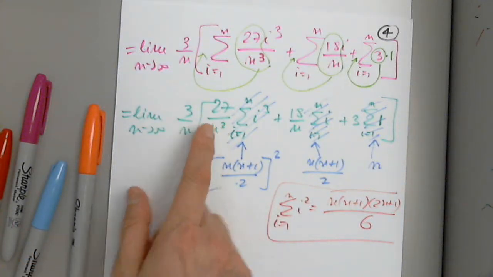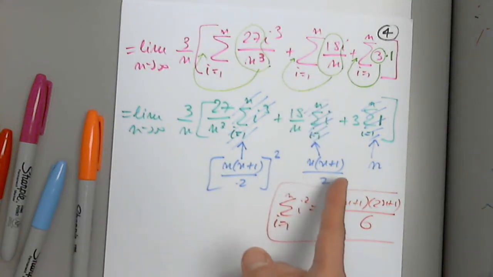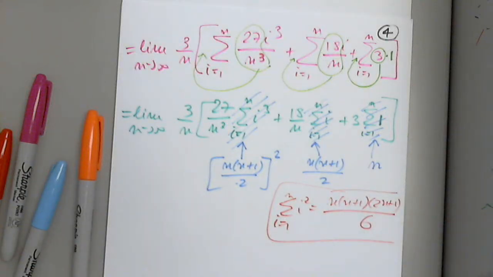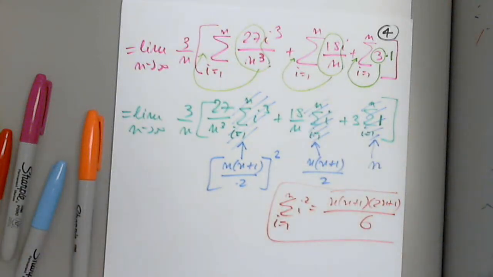Okay, so now we will have 27 over n cubed times this, 18 over n times this, 3 times this. Are we ready for the next step? Yes, Freda? So those identities are for i cubed, i, and 1? Yes. Okay. This one is for i cubed. This one is for i squared. This one is for i. And this one is for 1. Yes, Jared? No, I was just saying, can I get a little more time to copy this down? Yeah.